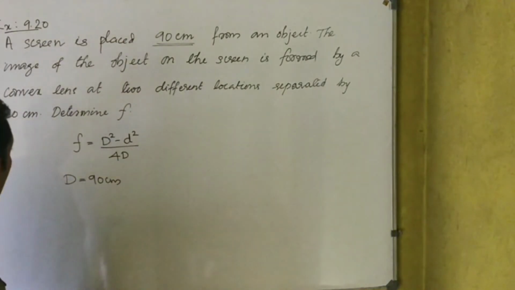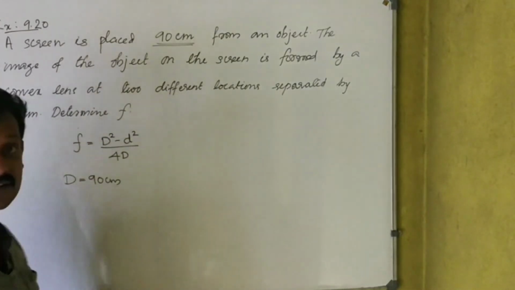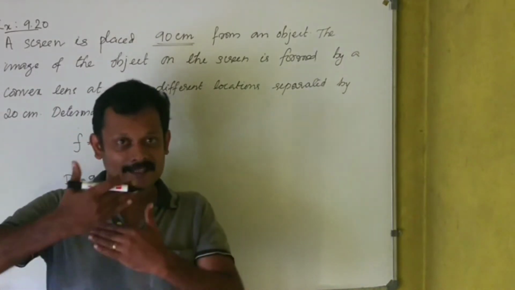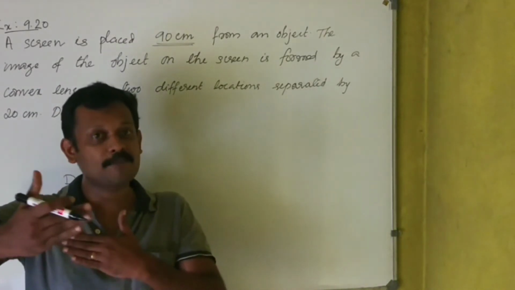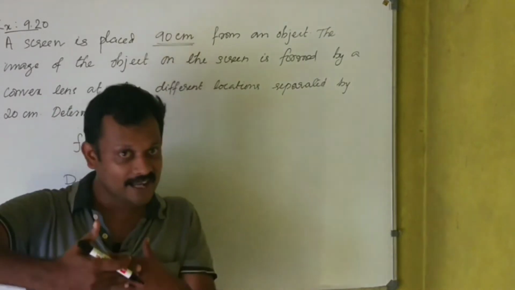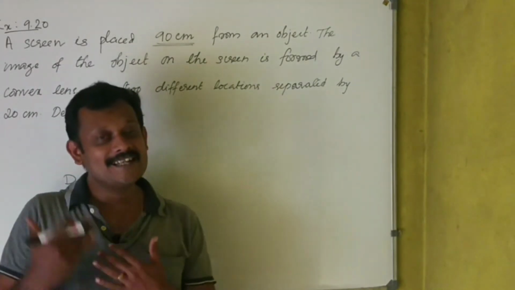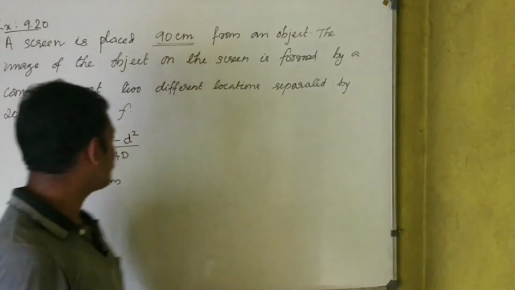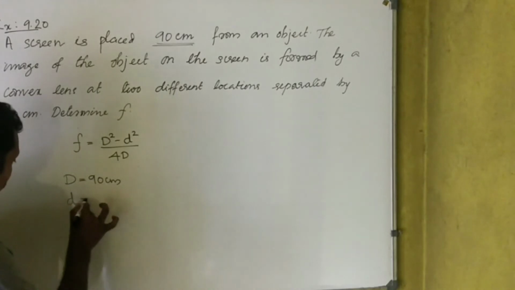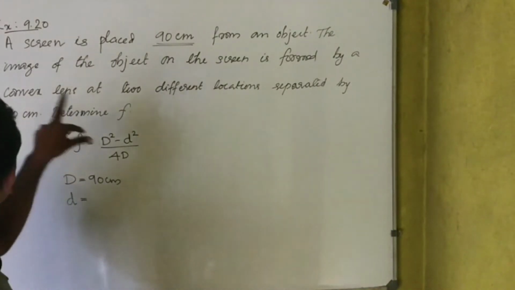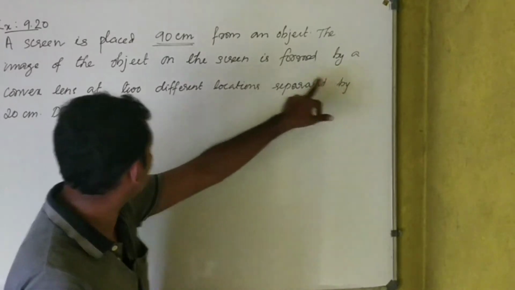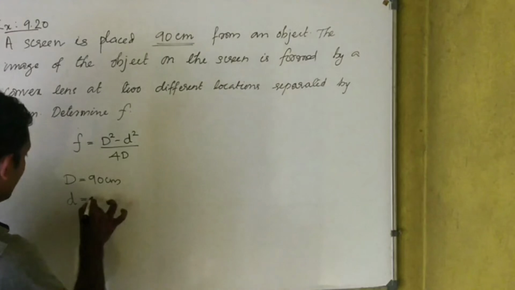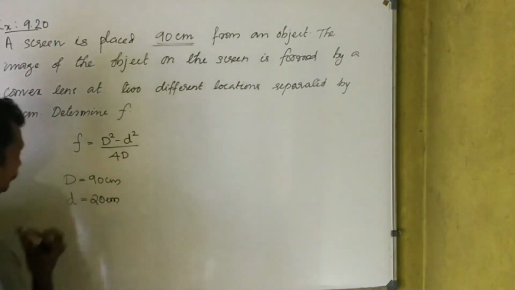What is next you require? You are asked to find out focal length, this is the requirement, which means now we need small d. What is small d? The distance between the lens positions for which a real image is obtained on the screen. So small d is equal to the difference between the lens positions, the real image at different locations separated by 20 centimeter. So small d is equal to 20 centimeter.